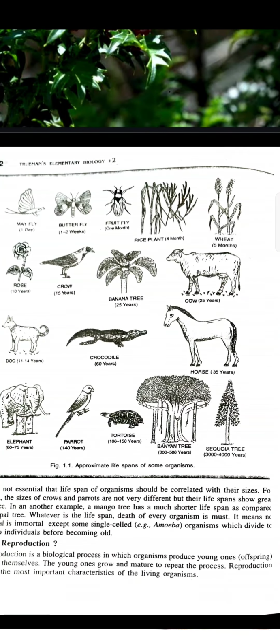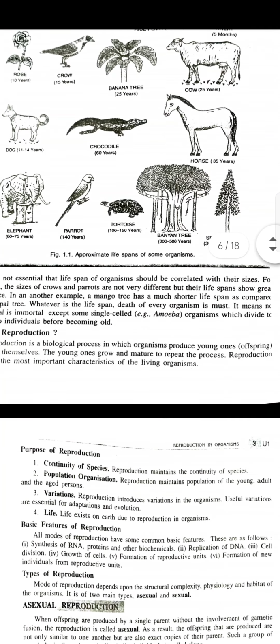Now we can see over here a very wonderful diagram, figure 1.1, approximate lifespan of some organisms. They have shown you the mayfly whose lifespan is 1 day, butterfly 1 to 2 weeks, fruit fly 1 month, rice plant 4 months, wheat 5 months, rose 10 years, crow 15 years, banana tree 25 years, cow 25, dog 11 to 14, crocodile 60, horse 35, elephant 60 to 75, and parrot 140, tortoise 100 to 150, and banyan trees 300 to 500 years, and sequoia trees 3000 to 4000 years. So here they have given you along with the diagram, they have explained this.